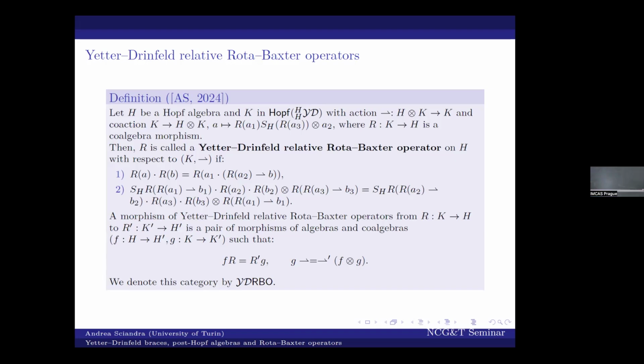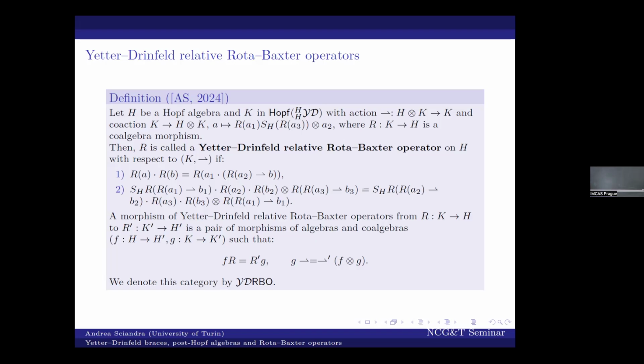We have an R which goes from K to H, and H is a standard Hopf algebra, while K is a Hopf algebra in the category of Drinfeld modules over H with this action and this adjoint coaction through R, in a sense. So this R is a Drinfeld relative Rota-Baxter operator if these two conditions are satisfied.